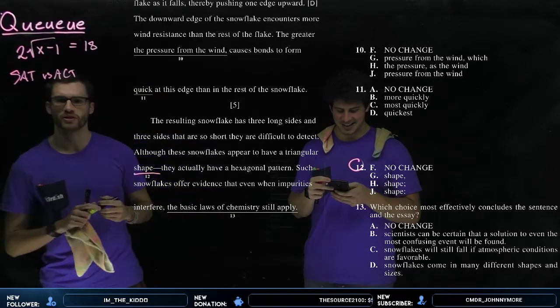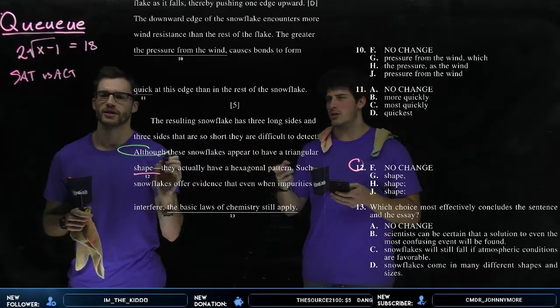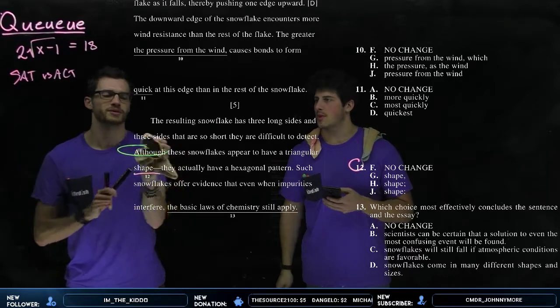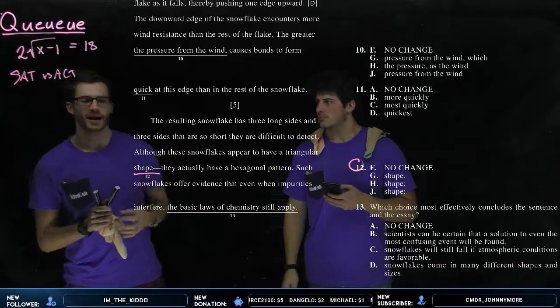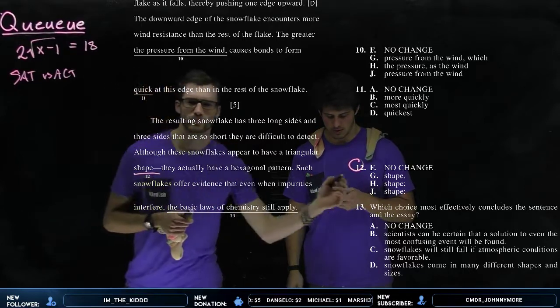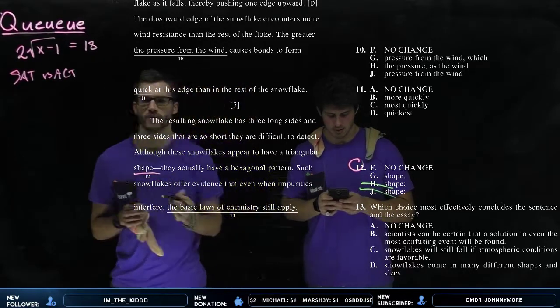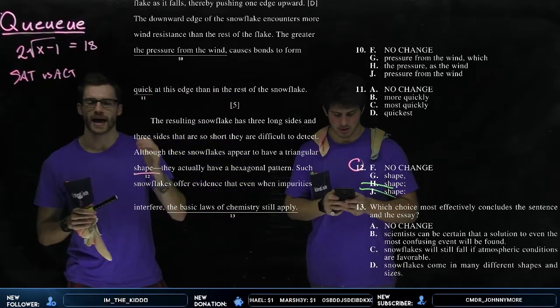So this word although screws it up. This is actually a dependent clause because it depends on something else. We need something else, which means that we cannot have H and J. H is wrong, J is wrong. Now we're left with a comma or a dash.